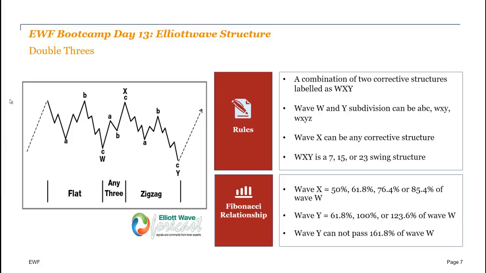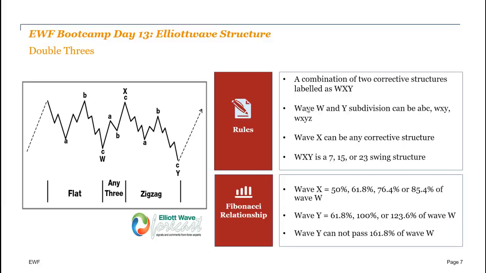So you have, on the left side, a flat corrective structure. On the right side, you have a zigzag corrective structure, and you combine them together. So you have two different corrective structures combined together. So you put a W and X as the connectors. So when you combine the two of them together, you label this as a W, X, Y. So the W is subdivided into a flat, the Y is subdivided into a zigzag, and then you have a connector, the X. This can be any type of corrective structure. In this case, we assume it is an ABC, or we assume it is a zigzag.